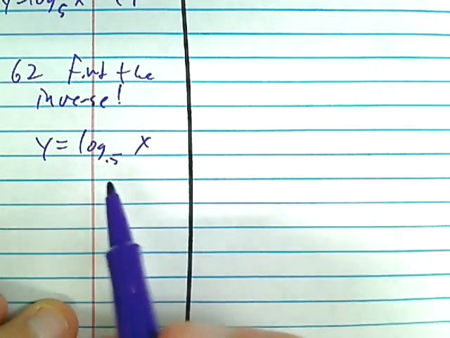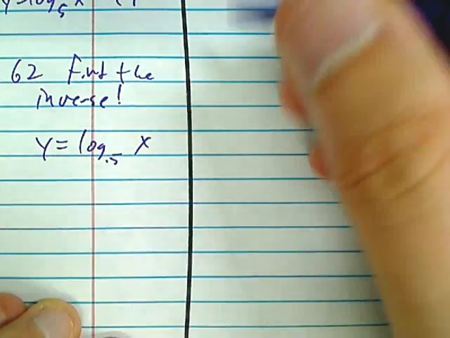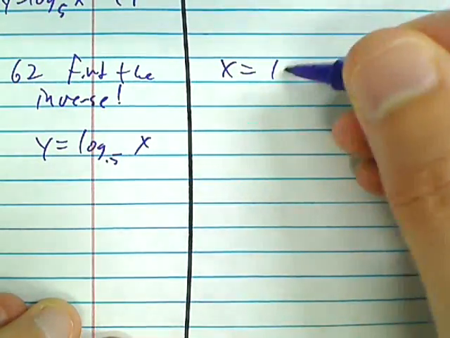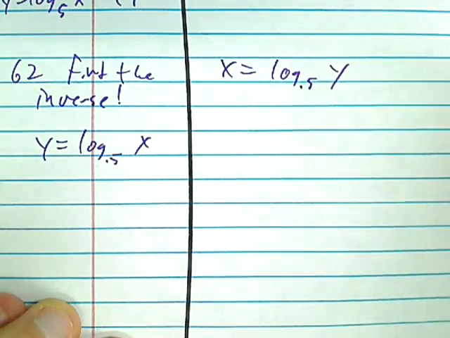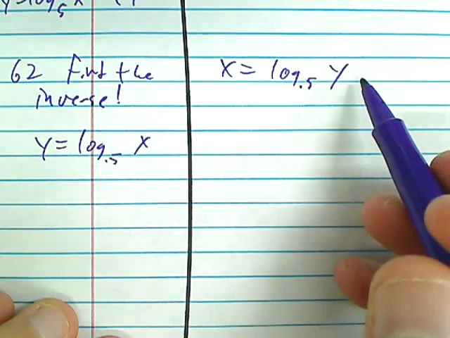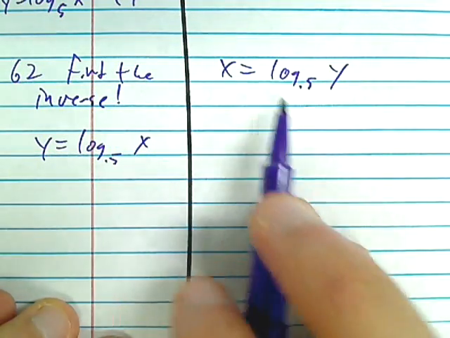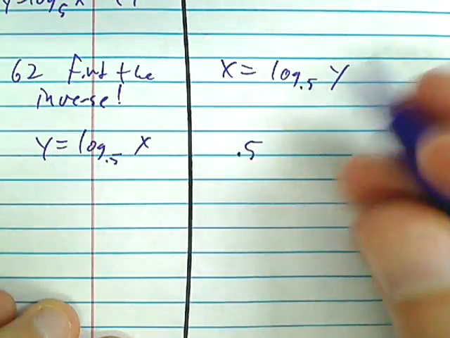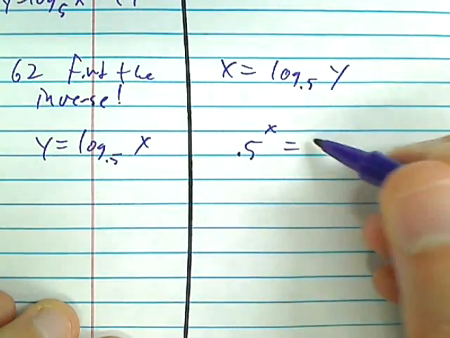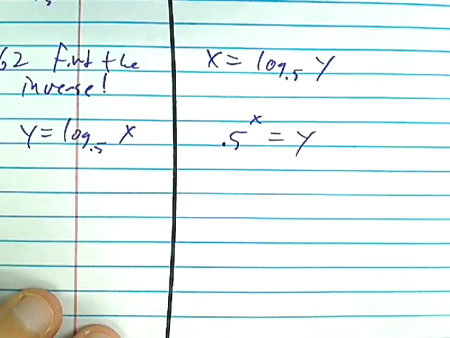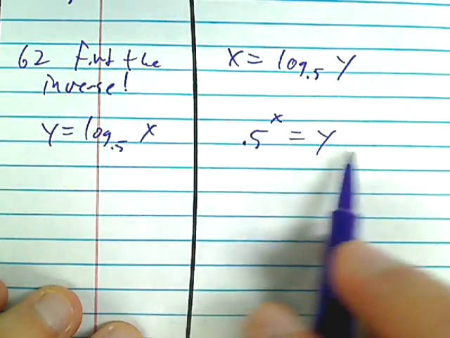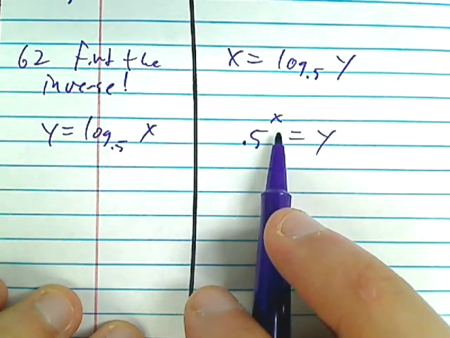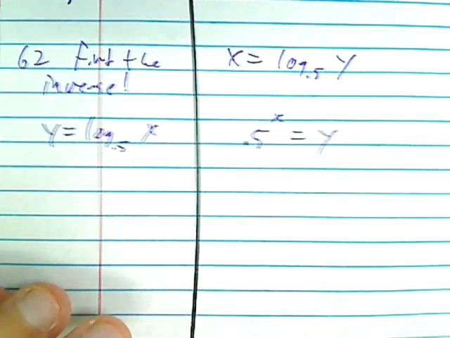Okay, so when you do an inverse, step 1 is to switch the x and the y. Then your base is 0.5. What it equals is your exponent, and then it equals y. And we're done. It's y equals 0.5 to the x power. That's all there is to it.